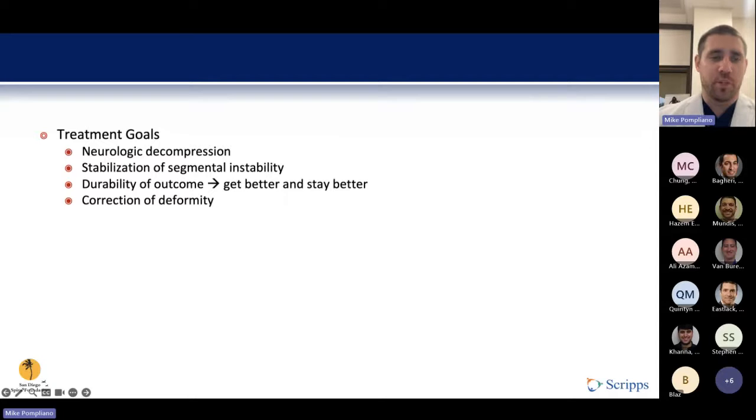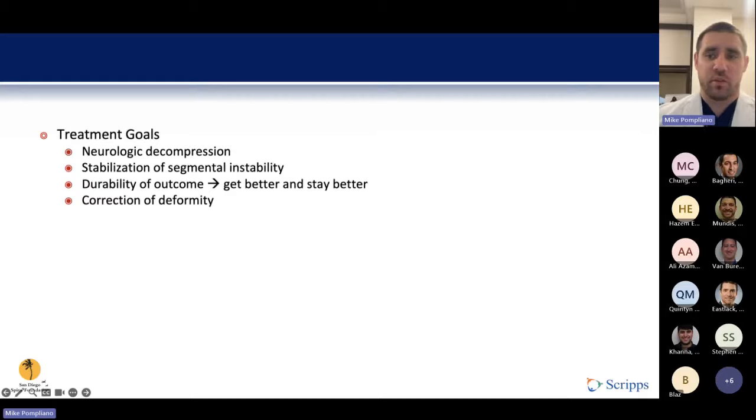So like many of our other procedures, treatment goals are pretty similar. One thing that is specific to degenerative spondylolisthesis, or at least is a big factor to consider, is neurologic decompression. Like I mentioned earlier, a lot of our patients can present with symptoms of spinal stenosis, so either central or lateral recess compression, and can also have foraminal compression as well. You also want to make sure that you're getting good stabilization of the segmental instability, because this is a translation of one vertebral body on the other. You want to make sure that you prevent any further slip. And then you also want durability of outcomes. So you want patients to get better and stay better across time, as this is a progressive disease.